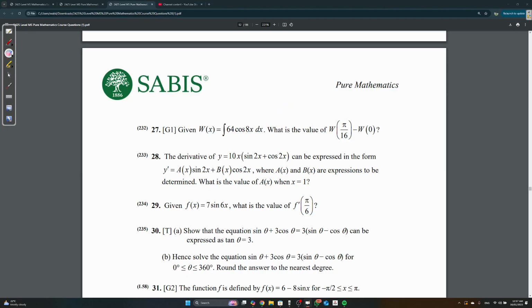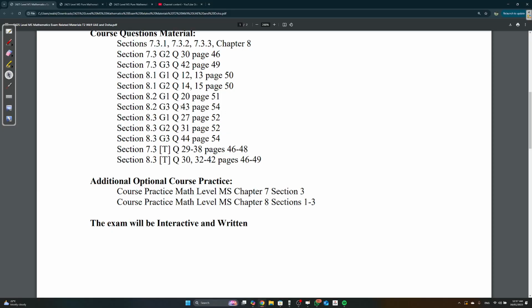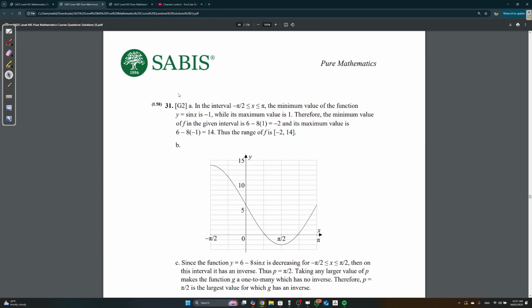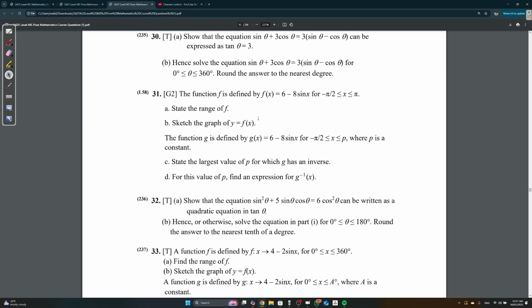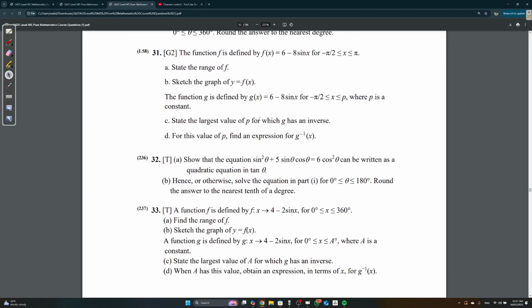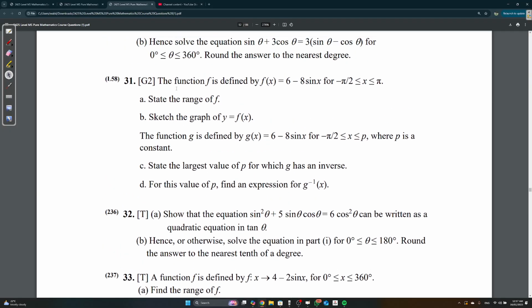Anyways, where are we now, 31 over here. The function f of x, this looks like it would come in the written paper. The function f of x is defined by 6 minus 8 sine x in between minus pi over 2 and pi. That's an interesting domain. State the range of f.